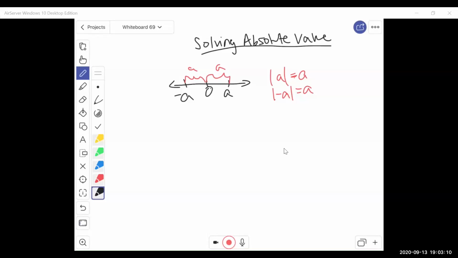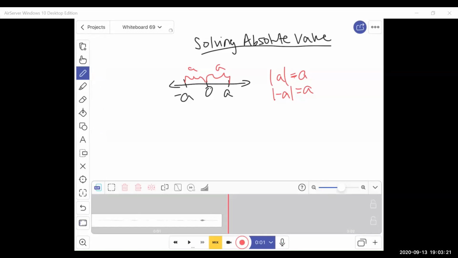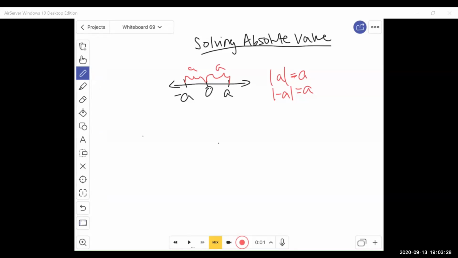Okay, today we're going to talk about solving absolute value equations. As a reminder, what does it mean to find the absolute value of a number? The absolute value of a number is simply the distance from 0 on a number line.